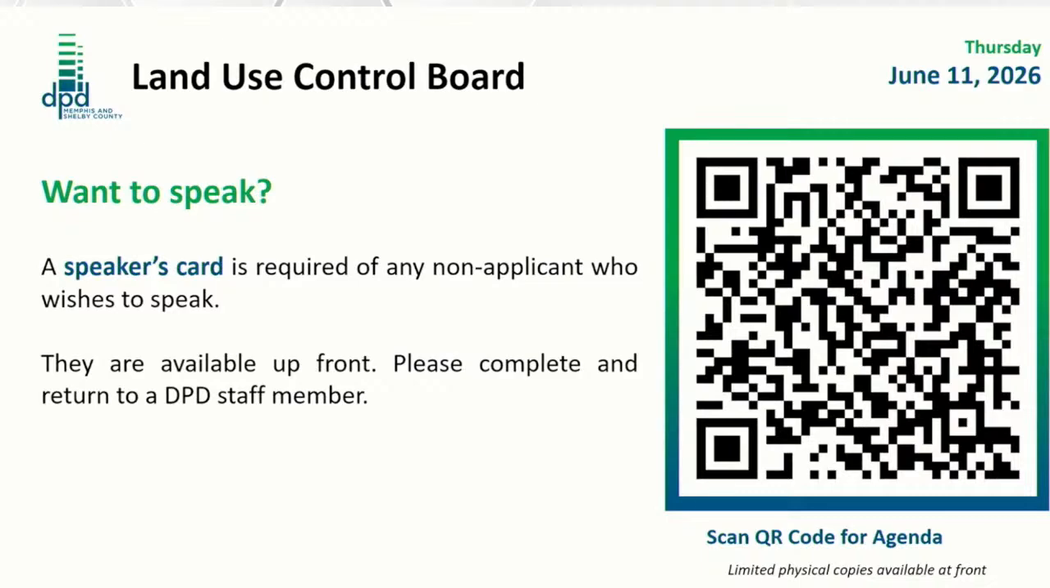Yes, ma'am. Item number 1 has been dropped. Item number 2 has been dropped. Item number 3, case SUP 2026-008 in Frazier. The request is a special use permit to 10 district located at 2465 Millbrook Avenue. Staff recommendation is approval with conditions.